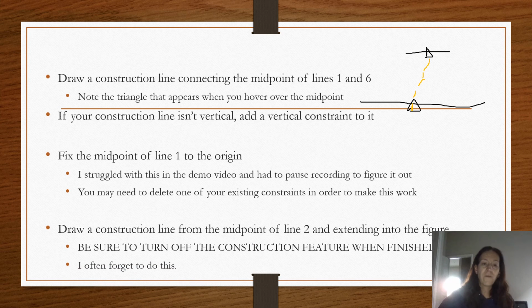Draw a construction line from the midpoint of line 2 extending into the figure. Be sure to turn off the construction feature when finished. I often forget to do this. It's that little button over there that you click to get a construction line, and you need to click it again so that you're not in construction line mode anymore. I don't even know how many times I have inadvertently done construction circles and everything else because I haven't turned it off. If you do that by accident, you can click on the sketch element and then deselect it. But it's easier just to remember.